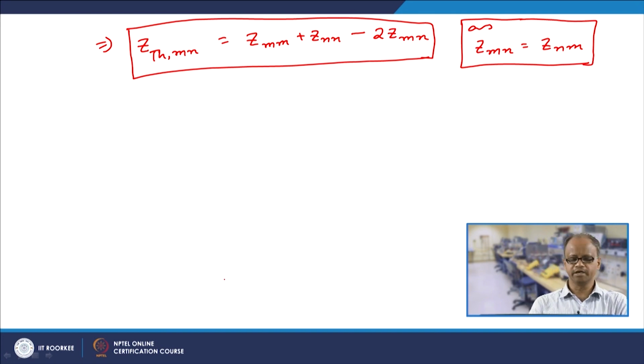So, in this lecture we have looked into the Thevenin equivalent impedance of the entire power network. First, we looked into the Thevenin equivalent impedance as perceived from any particular bus to ground, and then we looked into the Thevenin equivalent impedance as perceived between any two given buses. In the next lecture we will be continuing this particular discussion.